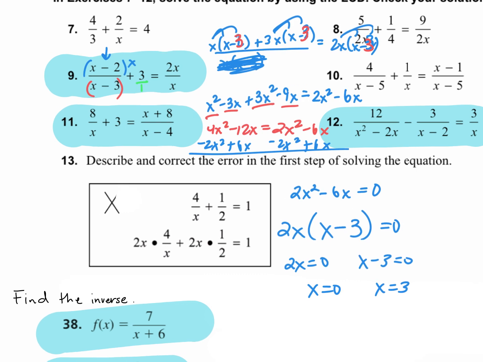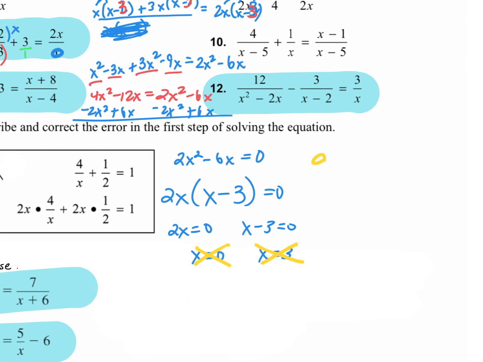So let's try 0. If I plug in 0 here, am I okay? What's 0 minus 3? Not 0. We're good. What happens when I plug in 0 there? My denominator is 0. So does x equal 0 work? No. What about 3? What's 3 minus 3? 0. So does x equal 3 work? Do either of my answers work? So what's your answer here for number 9? No solution.